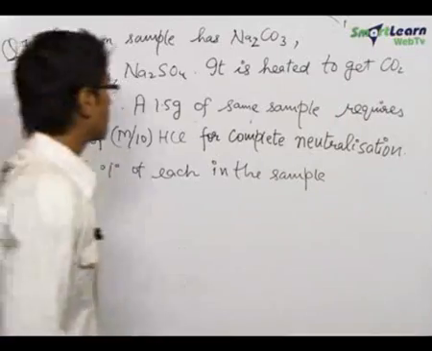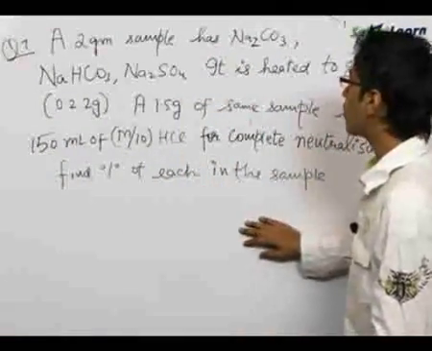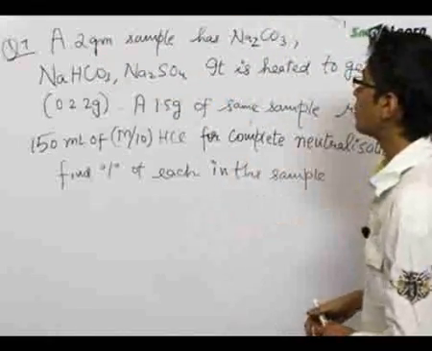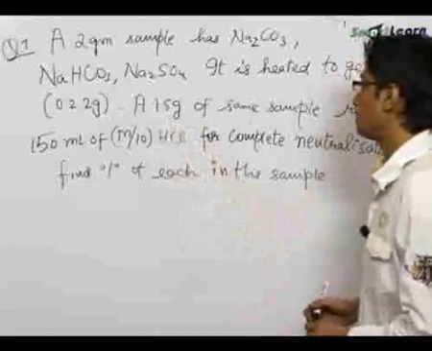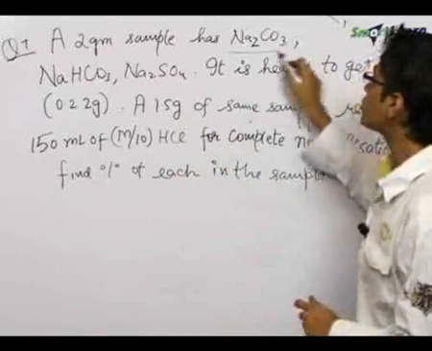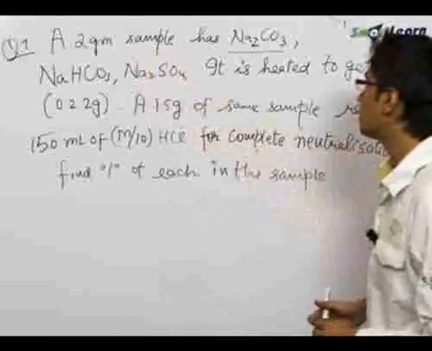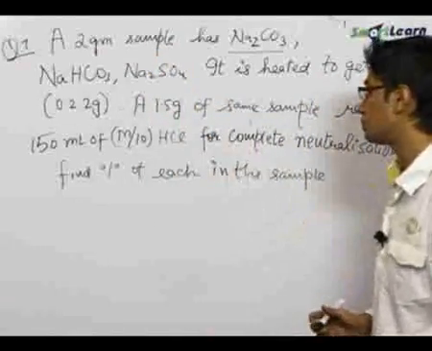Now the next problem is also an easy problem but a highly conceptual one. We are given a 2 gram sample having sodium carbonate, sodium bicarbonate and sodium sulfate. We don't know the weights of Na2CO3, NaHCO3 and Na2SO4 present in the 2 gram sample. This sample is heated to get 0.22 grams of CO2.